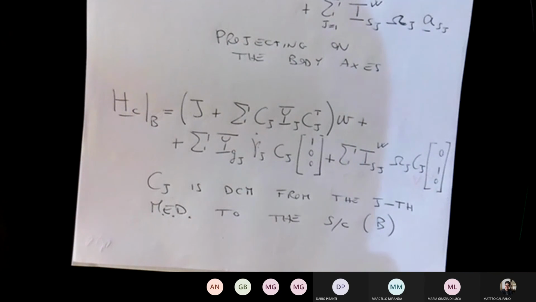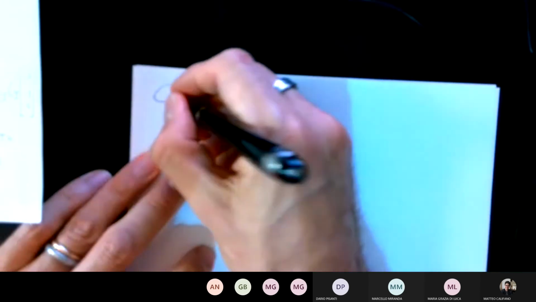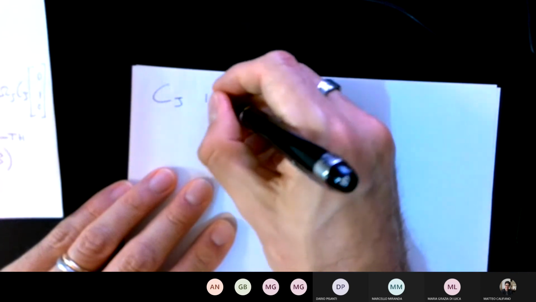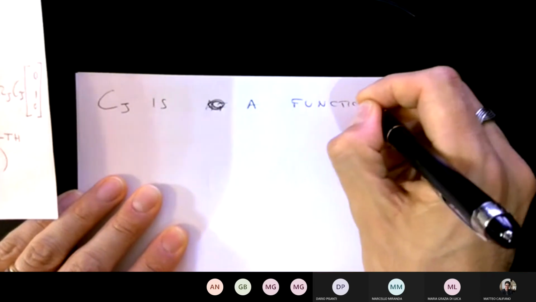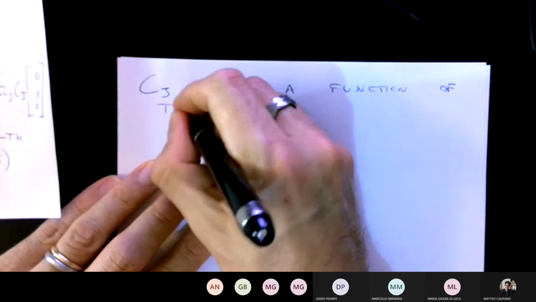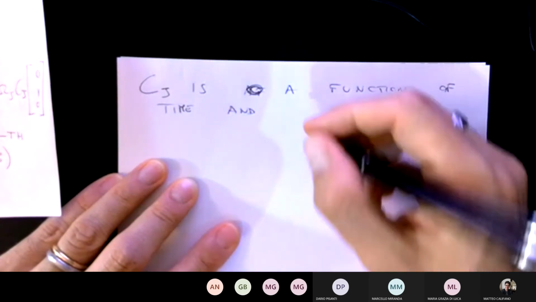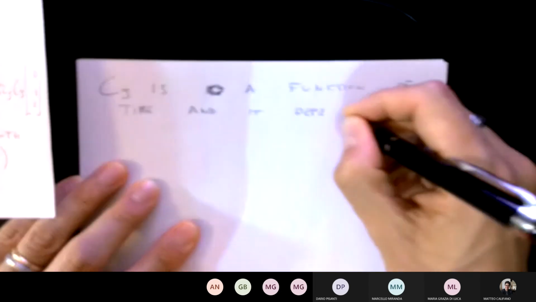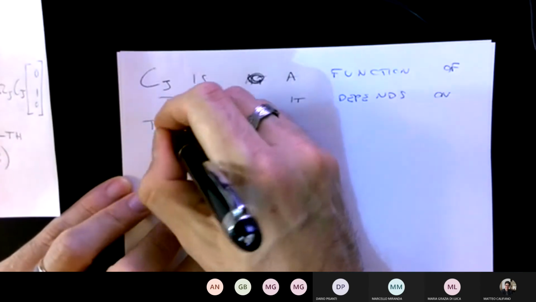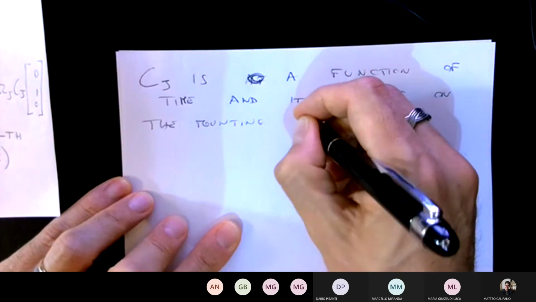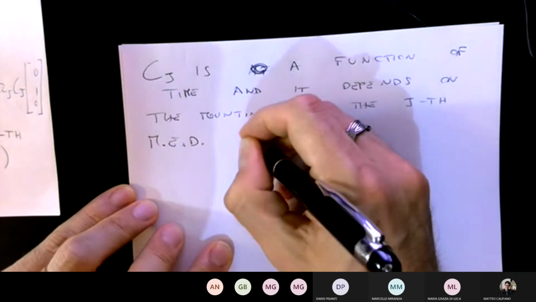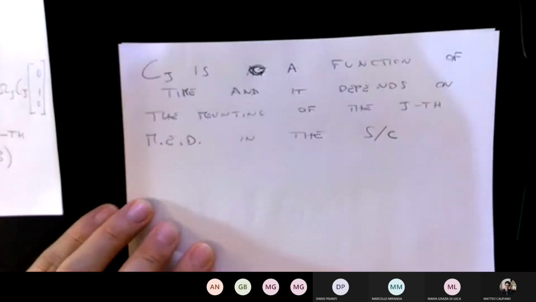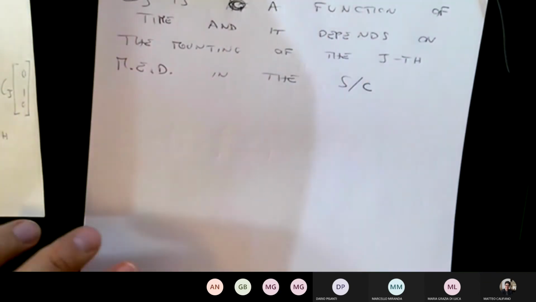Okay. Now, things to say about Cj are that Cj is a function of time, and it depends also on the mounting of the jth MED inside the spacecraft. Okay, let's see what they look like.